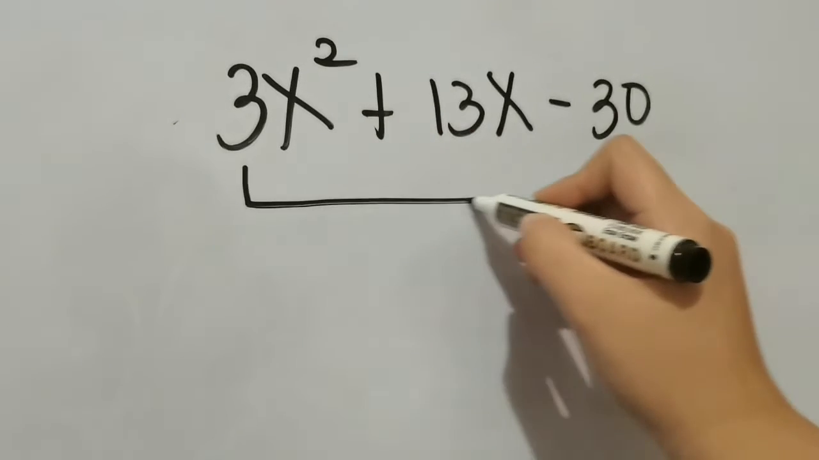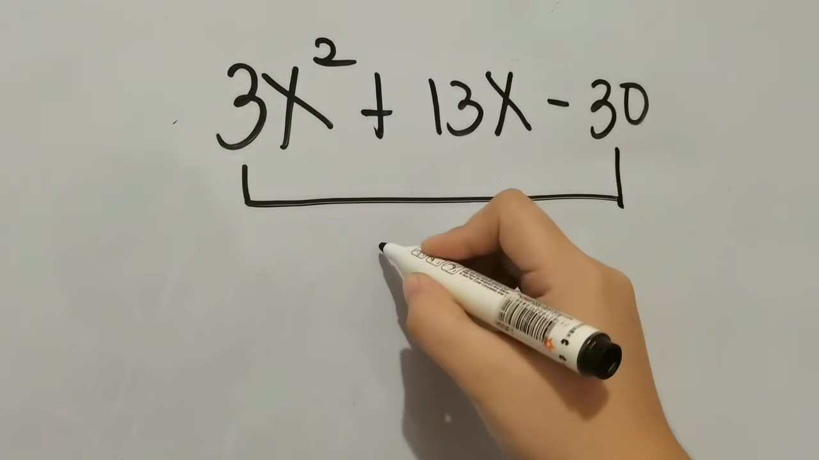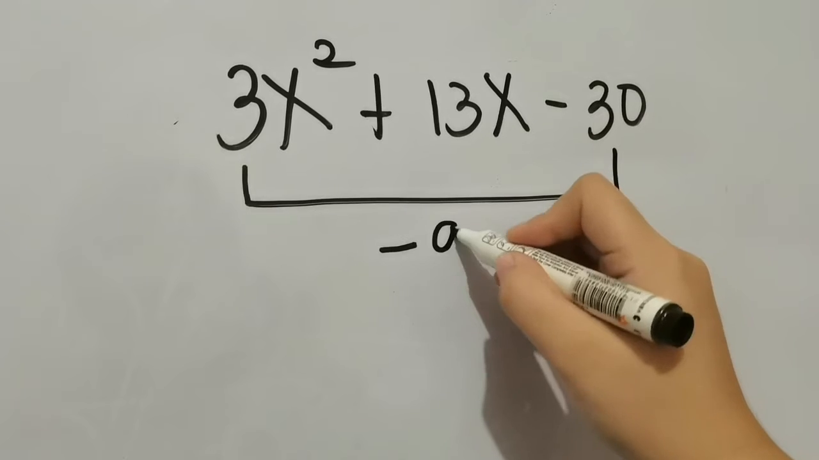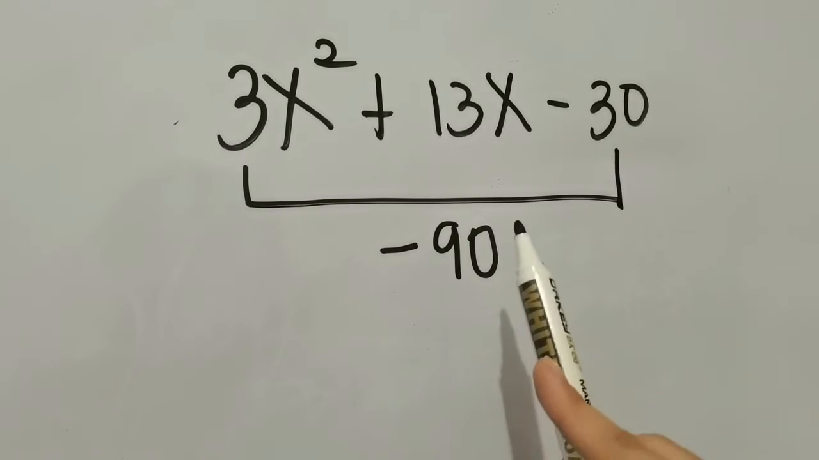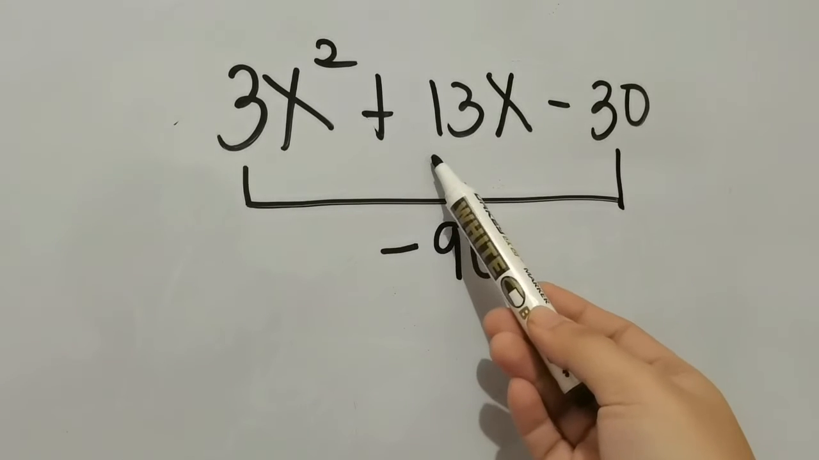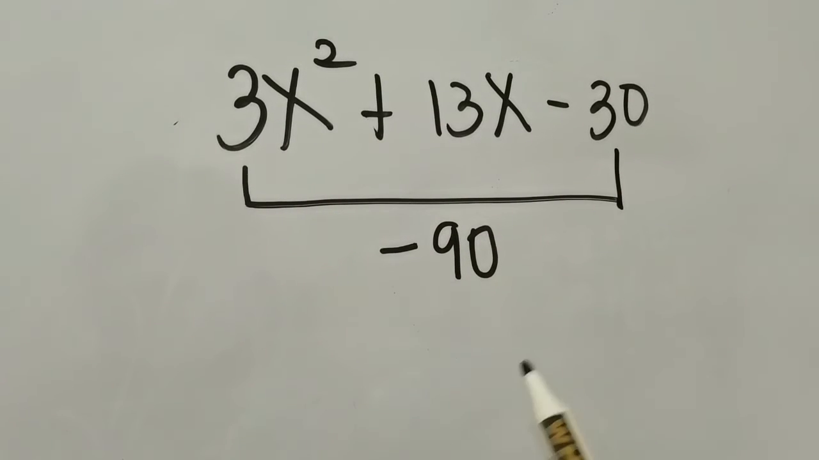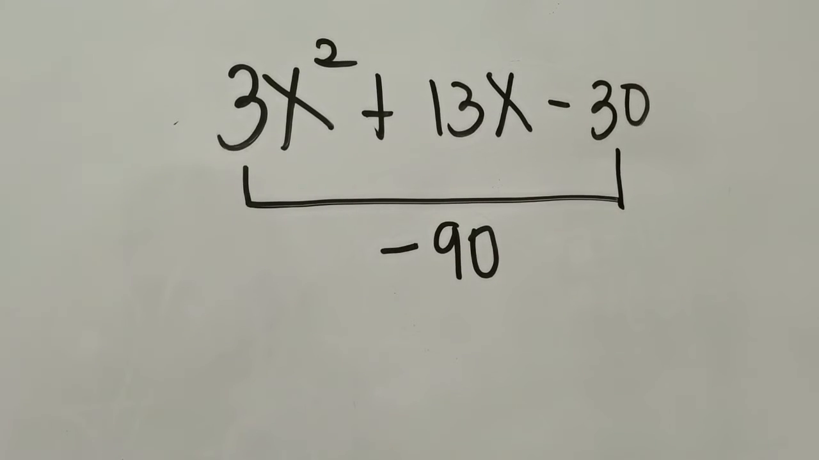So, first step is to multiply the A and C, or the first and the last term. So, we have 3 times negative 30. The product is negative 90. And then, we have to find factors of negative 90 that when we add, that is equal to the second term, 13. Again, we have to find products of negative 90 that when we add, that is equal to positive 13. So, what are the factors of negative 90?